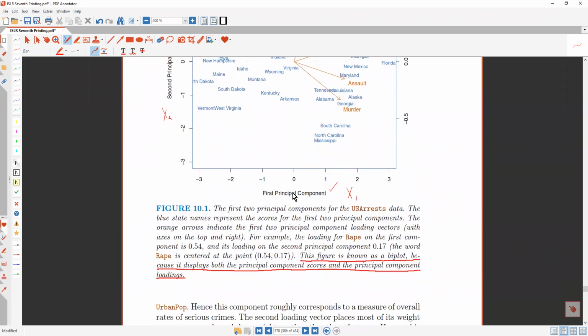We've just reduced the dimensionality, right? We've constructed a new dimension. I don't want to call it a variable necessarily, because it's not a variable, it's a component. If I call it a variable, it sounds like a variable like murder, assault. Well, not necessarily, because these are observed variables that we have in our data.